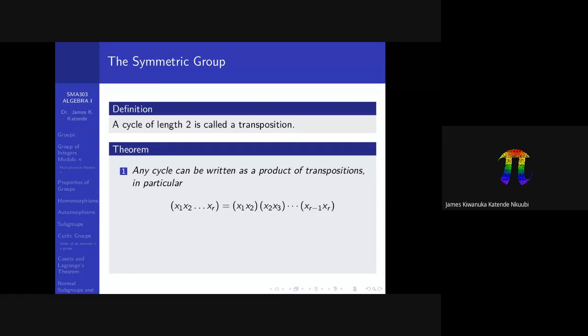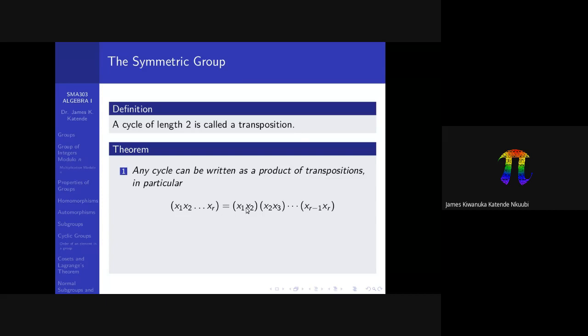So here is a theorem which tells us that any cycle can be written as a product of transpositions. If you pick any cycle of length r, it's possible to write it as a product of r minus 1 transpositions. So we have exactly r minus 1 transpositions for this cycle, and this is how the transpositions are. We shall not prove this, but you can take some examples and check that this is true.